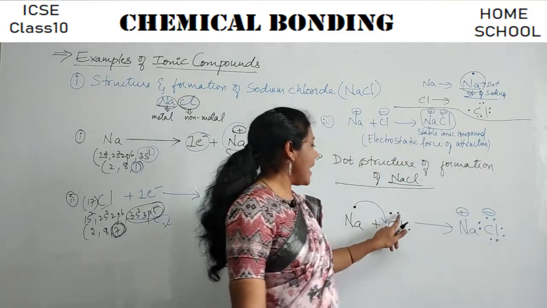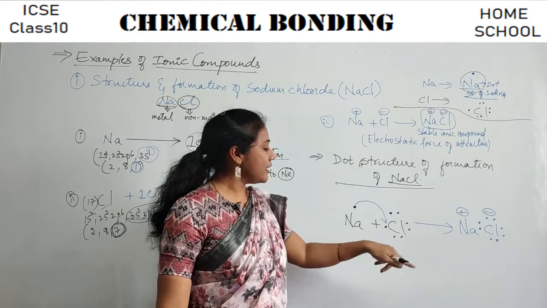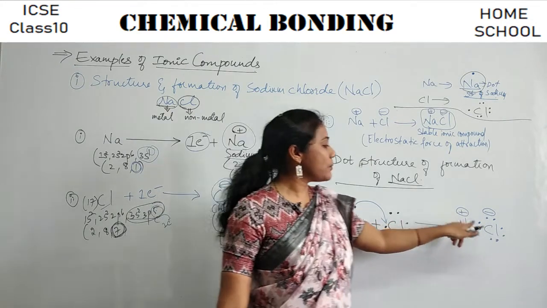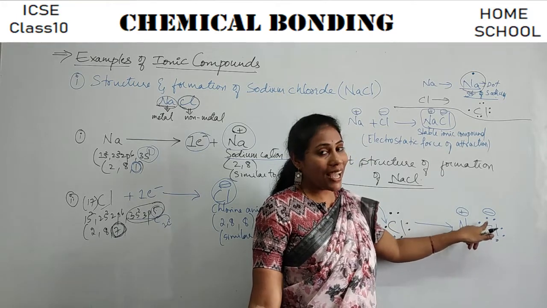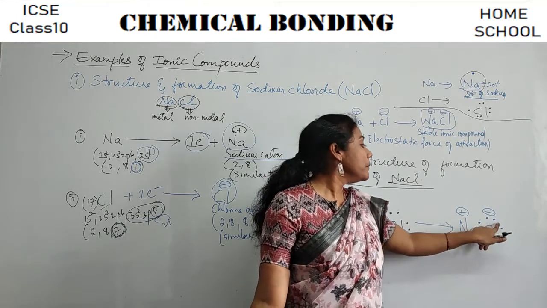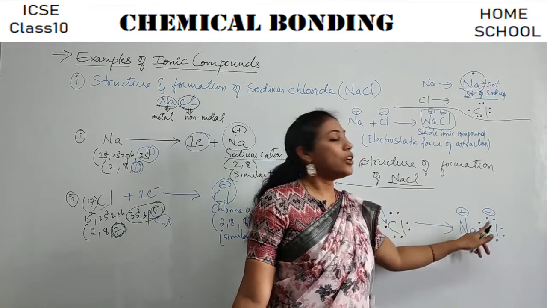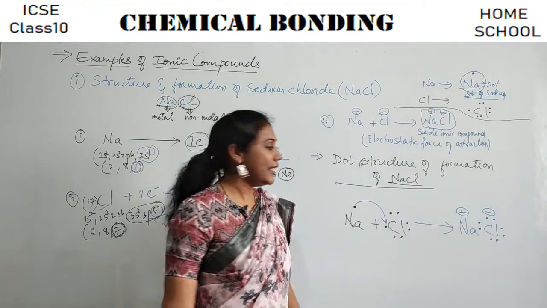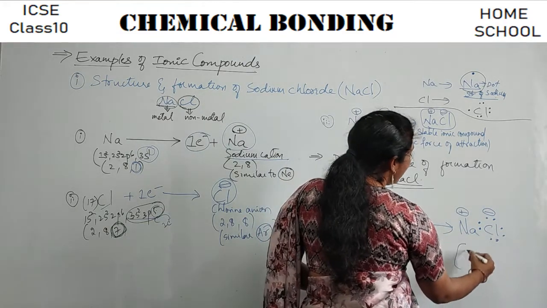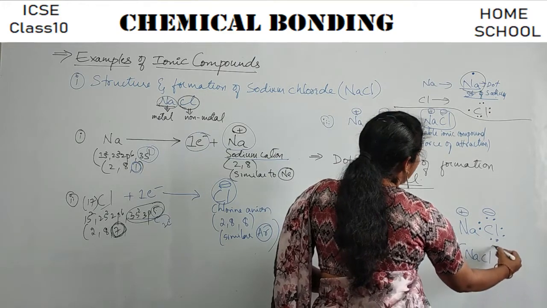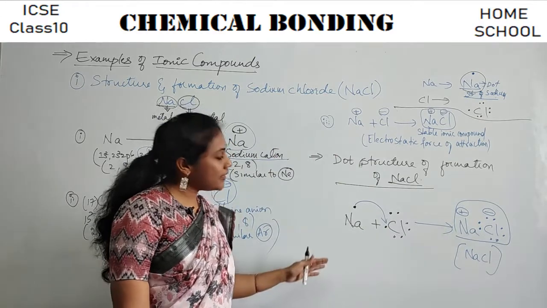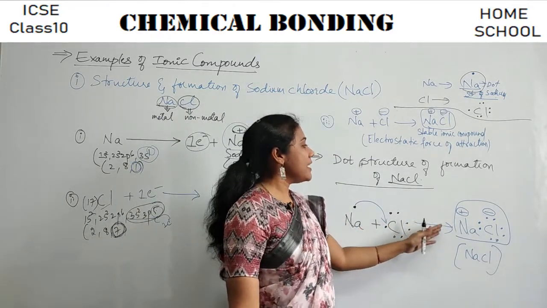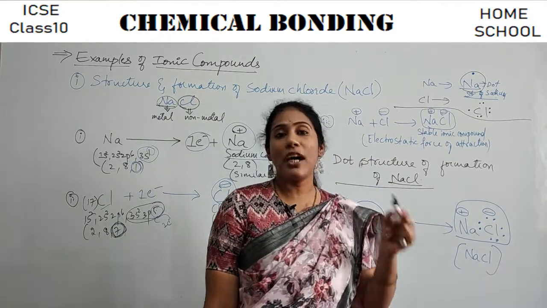And in Cl, the last electrons, 7, are already there, and the 8th electron it got from sodium. So you are indicating the last electrons of chlorine in the dot structure of NaCl. So this is the dot structure, a way of representing the formation of NaCl.